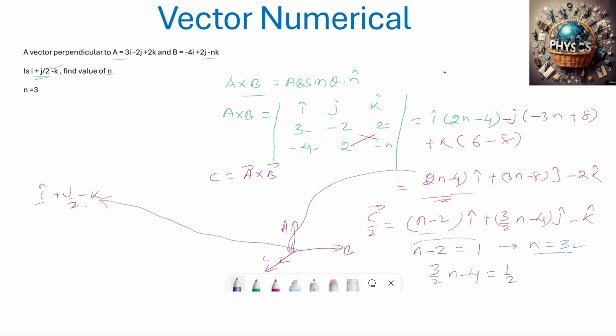So put this n = 3 here. So it is basically 3 into 3, 9 by 2 minus 4, which is nothing but half again, right? So this means that this is correct. So the answer of this particular equation is n equal to 3, which will satisfy the value that the vector which is perpendicular to these two will be i plus j by 2 minus k when the value of n is equal to 3. That's our answer.